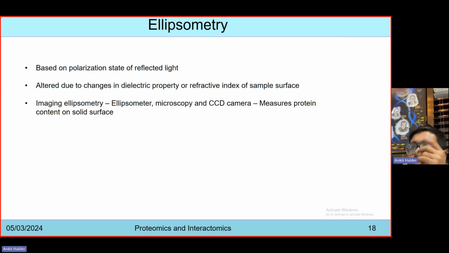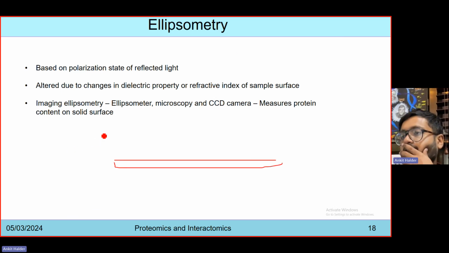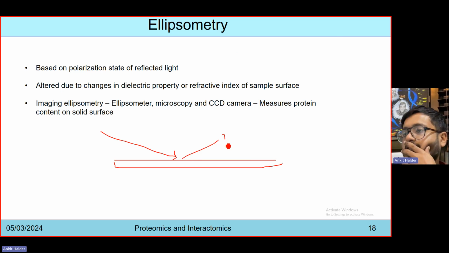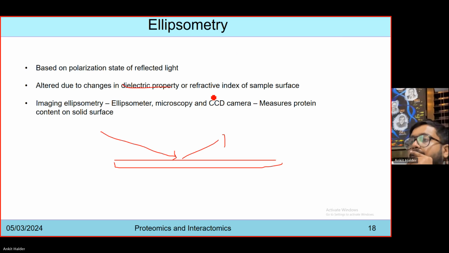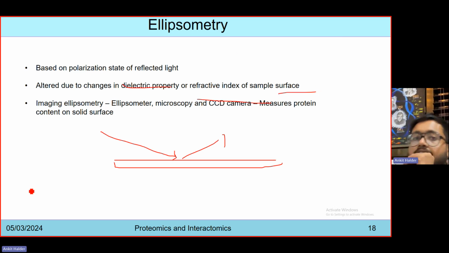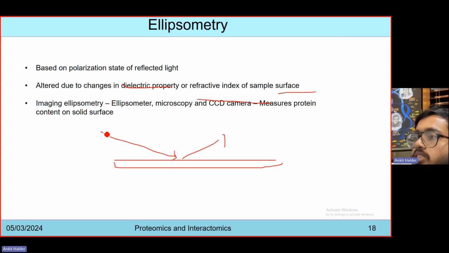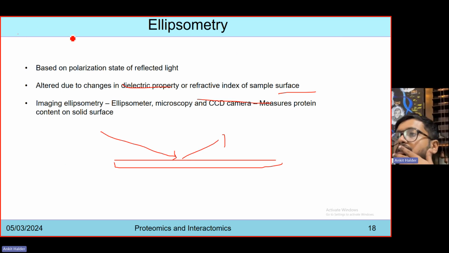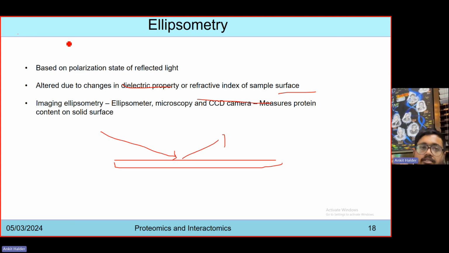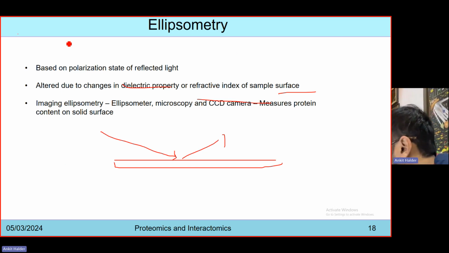Next is ellipsometry, which is based on the polarization of the light. If you have this kind of beam and the light comes in, there are altered changes in the dielectric property or the refractive index of the sample surface. For ellipsometry imaging, you require an ellipsometer, microscopy, then you have the CCD camera, etc. This measures the protein content on the solid surface.